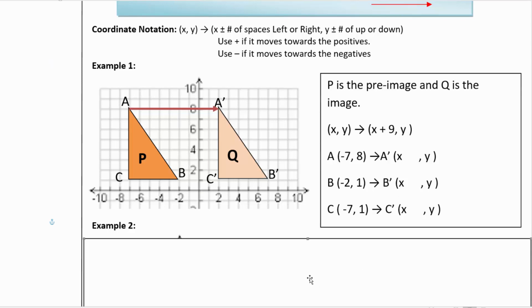Please take a moment and fill in. So if this is A, the original points for A are at -7, 8. So that's where A was. A prime, that's how we read this, the new point, moved 9 places to the right. So what are the new coordinates of A prime?